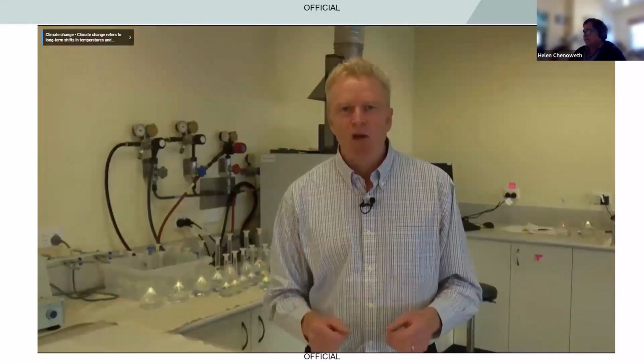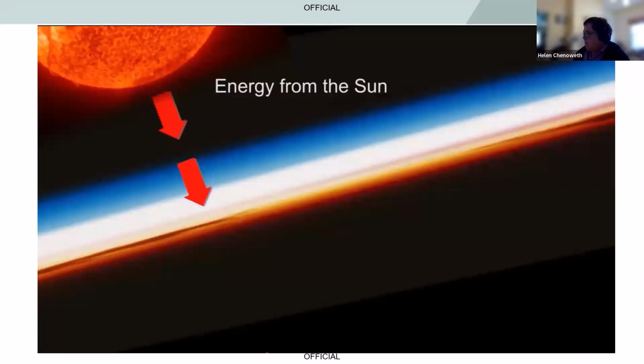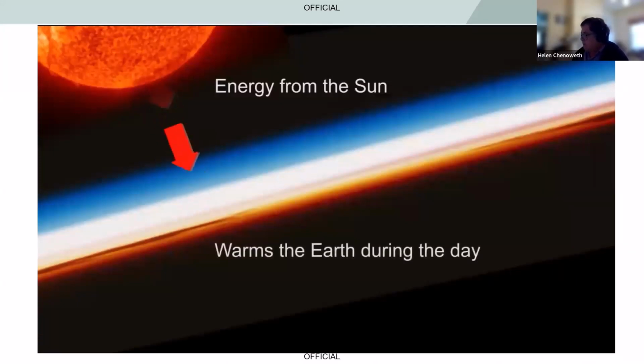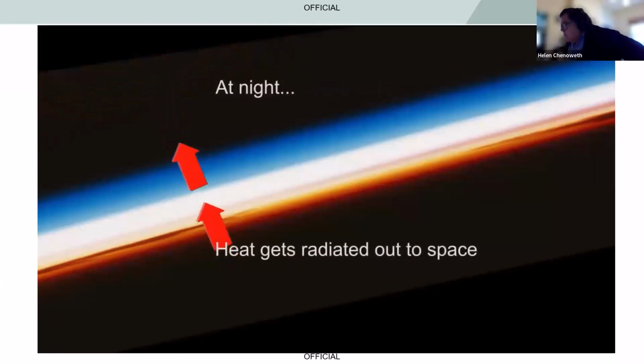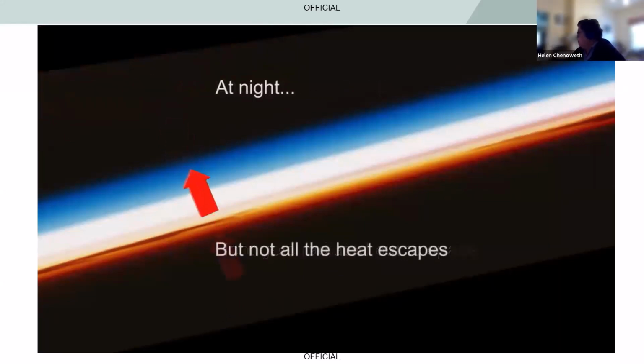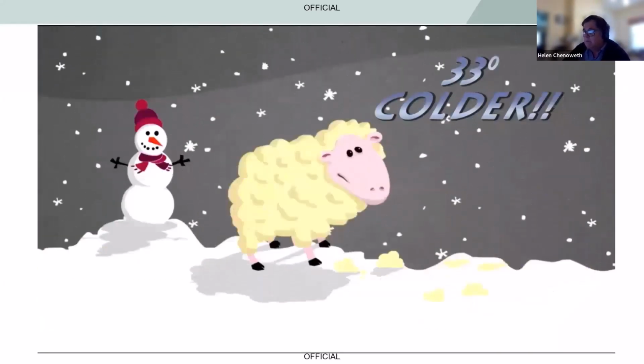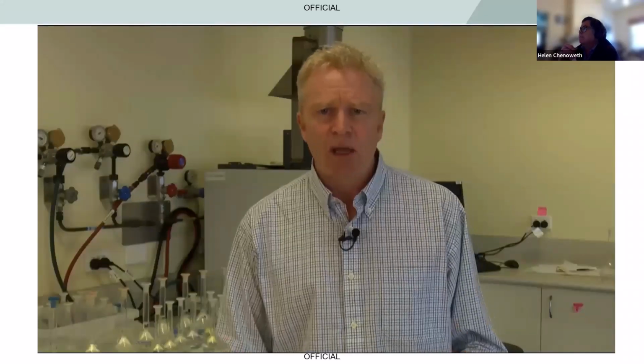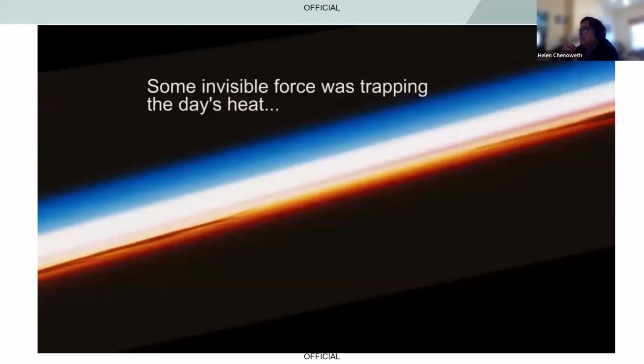Many people ask, why all the fuss about greenhouse gases and CO2? After all, gases like CO2 aren't necessarily toxic. In fact, plants really like them. Well, the problem is these gases trap heat. The story goes way back to the 1800s, when scientists first discovered the abilities of these heat-trapping gases. We get energy from the sun, which warms the Earth's surface during the day. But at night, this heat then gets radiated back out to space. Now, scientists calculate that if all that heat was lost each night, our Earth would be 33 degrees colder each morning. So they noticed that some invisible force in the atmosphere was trapping the heat.